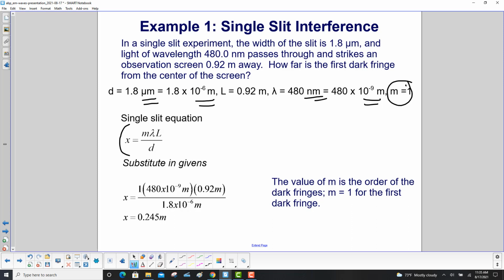Single slit equation, exact same equation as double slit, except this time what are we doing? We're finding the minima, not the maxima. So we substitute in our givens right here. Here's the 1 for first order. And the first minimum, also called a dark fringe, same thing, is at 0.245 meters.